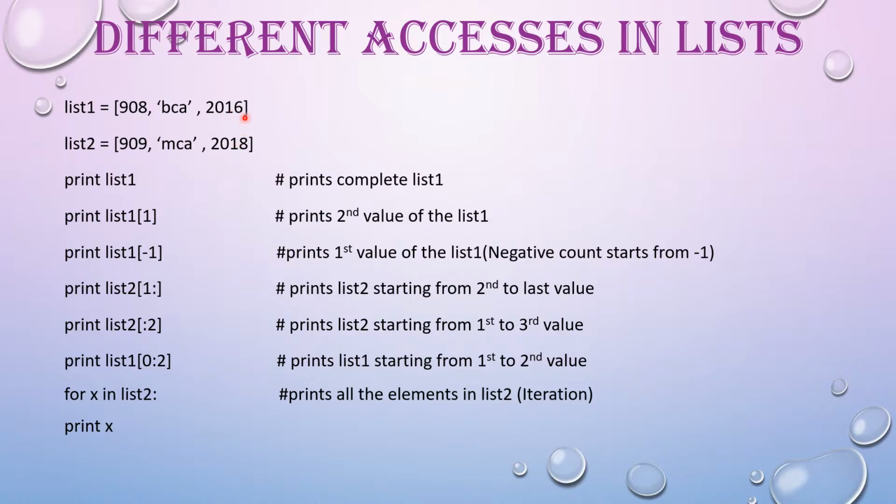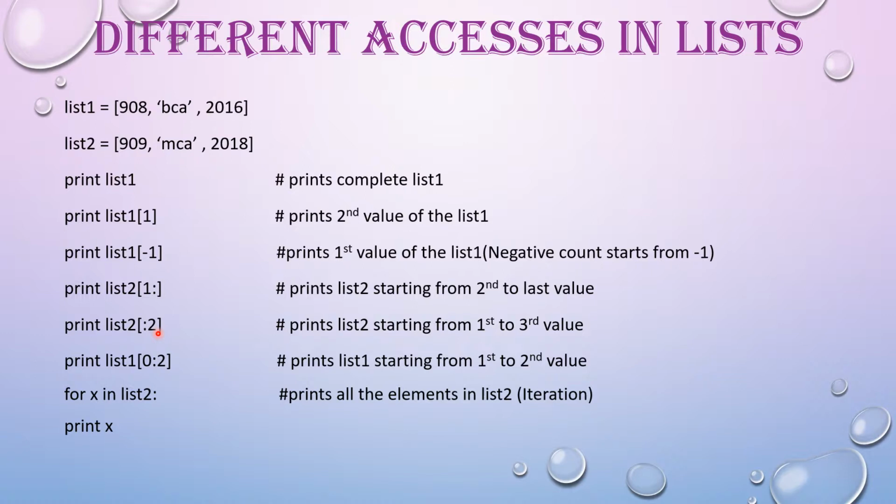Now from the negative count, it is -1, then -2 and -3, and from the positive count it is 0, 1 and 2. This should be remembered. Now we come to print list 2 of 1 colon. It prints list 2 starting from the second value to the last. The second value is which one? It is MCA, and the last is 2018. So it prints all values from MCA onwards.